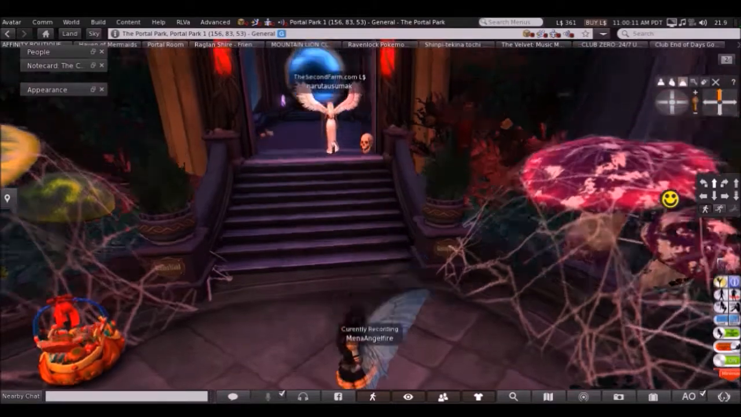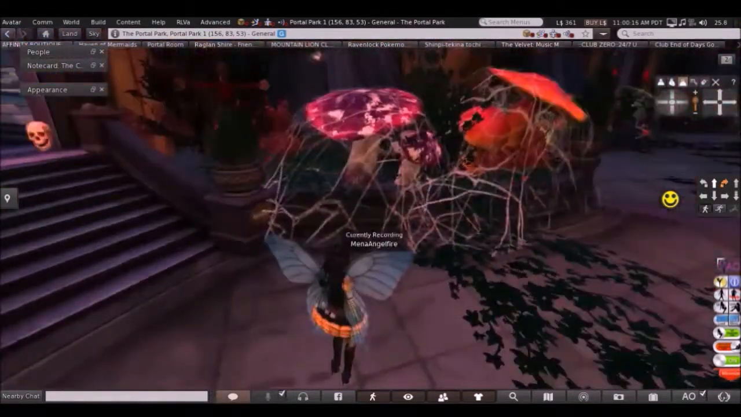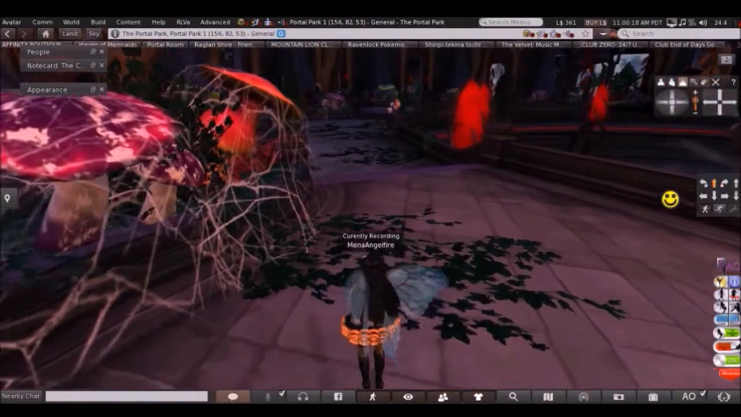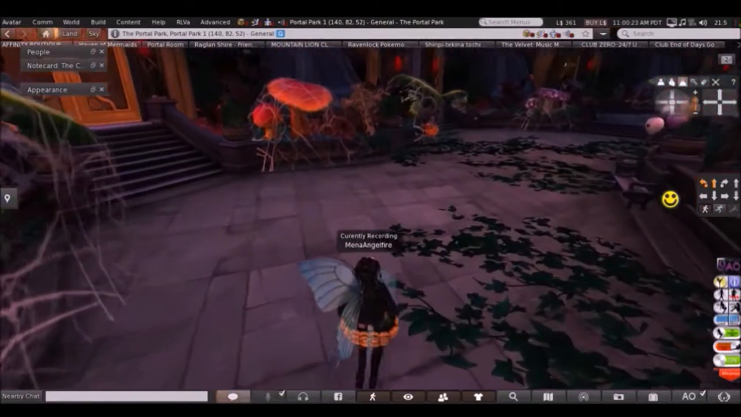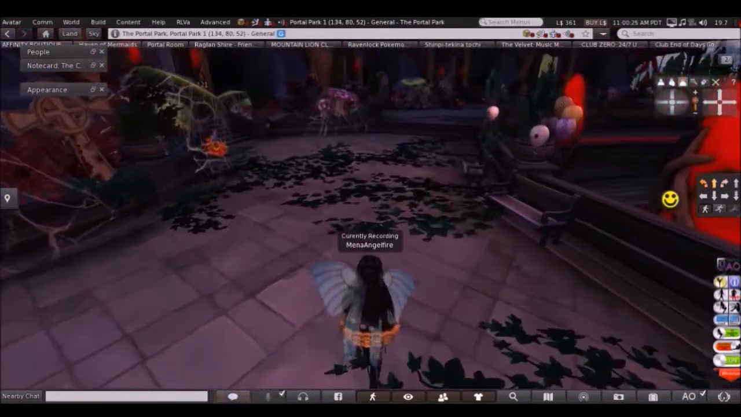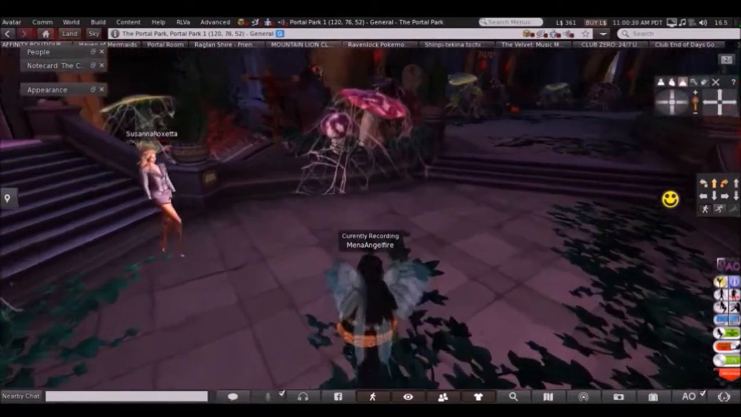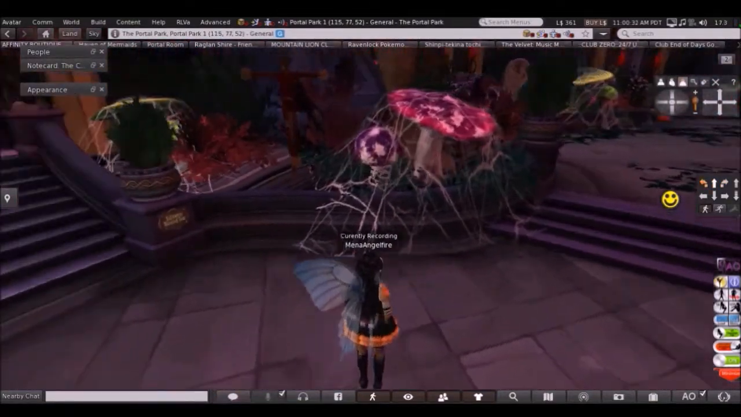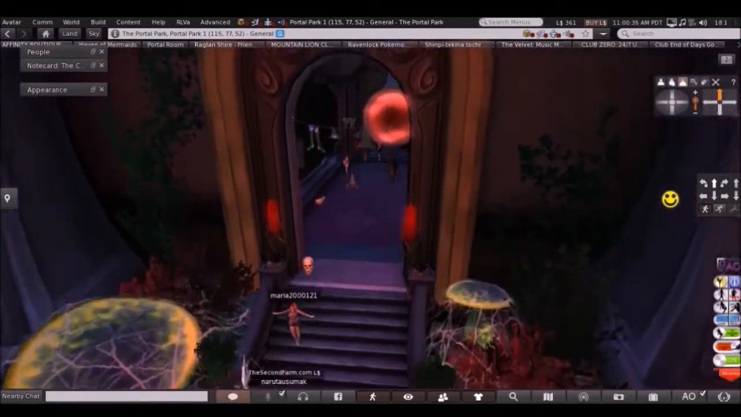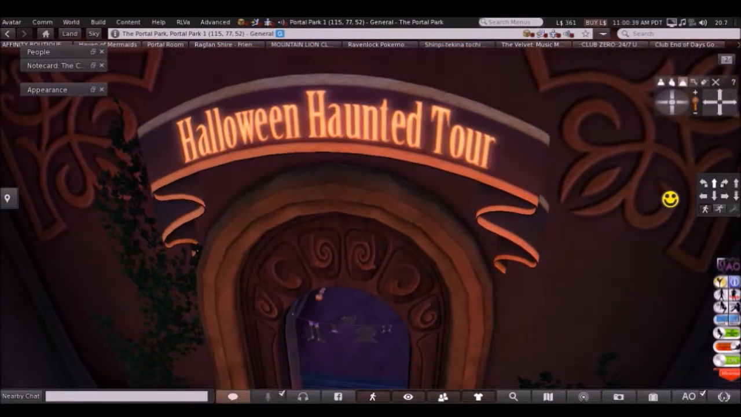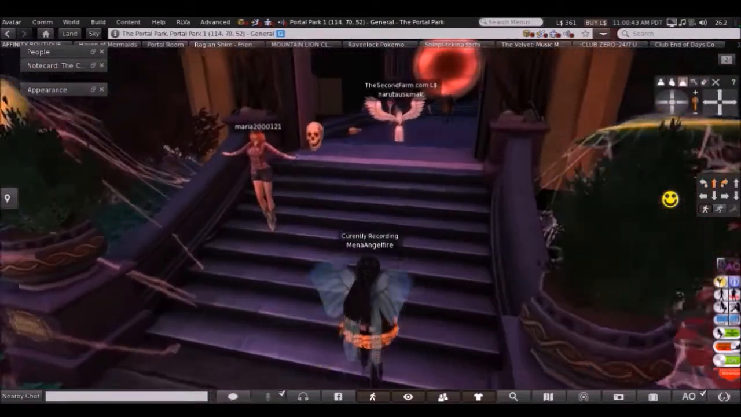This would be Gaming Island, is it? Yep. Another closed door. What's over here? Don't forget the scary spooky skeleton. Halloween Haunted Tour. Let's take a look.